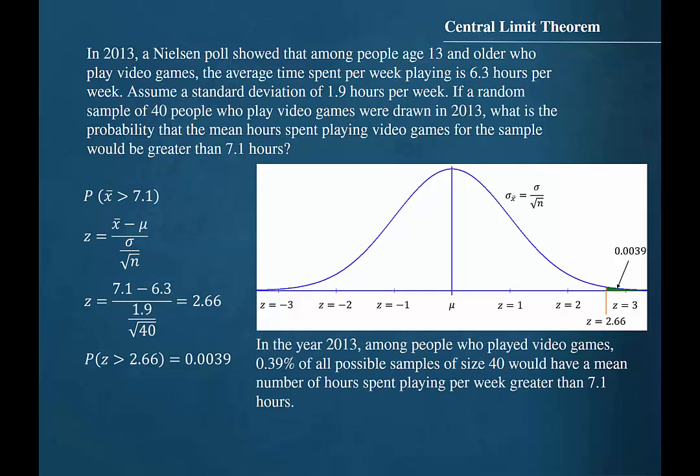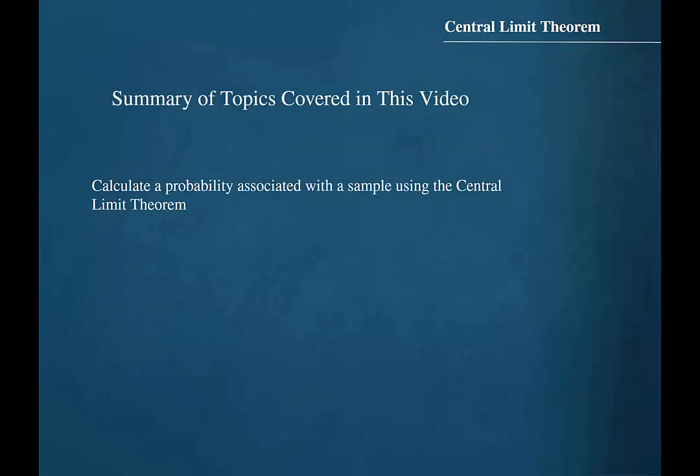So the probability that the z-score would be greater than 2.66 is 0.0039. Another way to state this result is by saying, in the year 2013, among people who played video games, 0.39% of all possible samples of size 40 would have a mean number of hours spent playing per week greater than 7.1 hours. In this video, we learned how to calculate a probability associated with a sample using the central limit theorem.